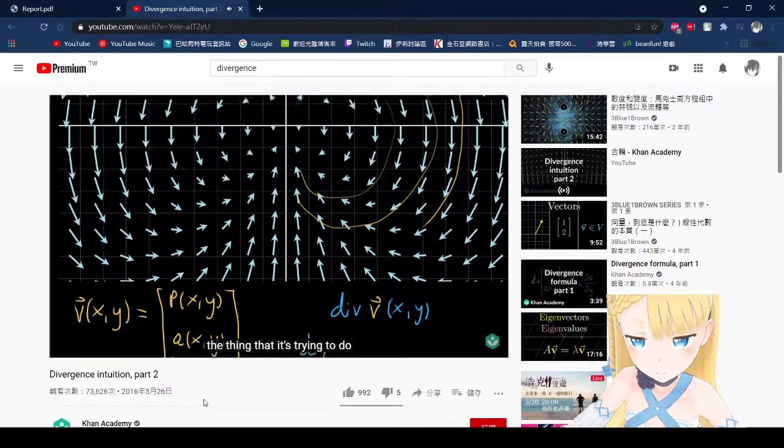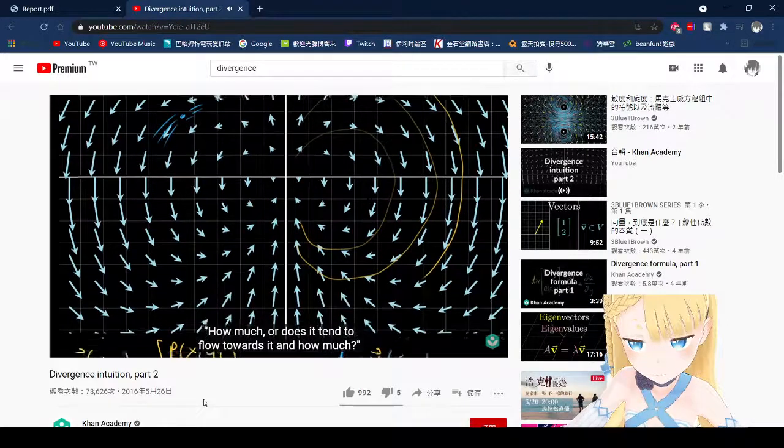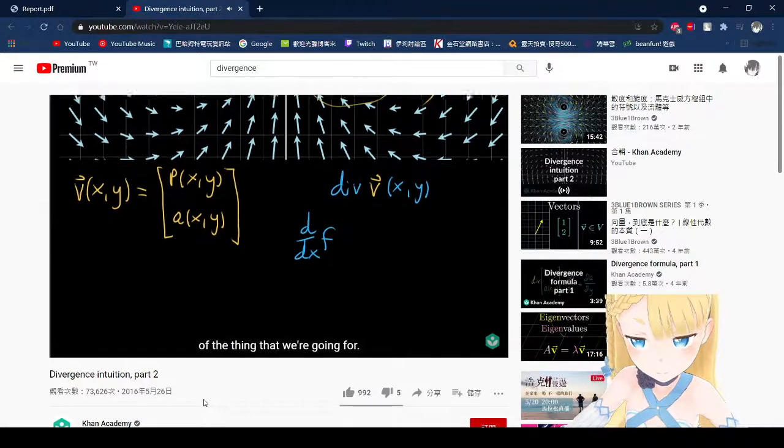It'll be something that just takes in points in space and outputs a number. Because the thing that it's trying to do is take in some specific point with xy coordinates and just give you a single number to tell you, hey, does fluid tend to diverge away from it? How much? Or does it tend to flow towards it, and how much? So this is the form of the thing that we're going for.